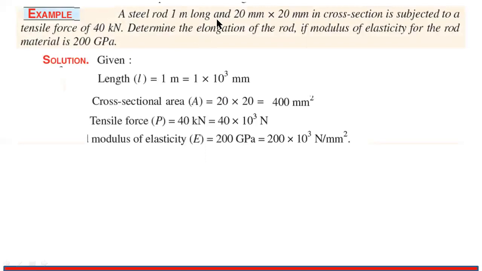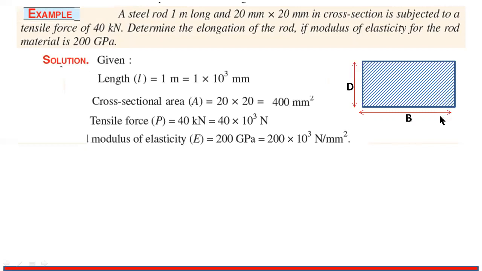Here, the original length of the rod is given, that is 1 meter. Length of the rod equals 1 meter, that is 1 into 10 power 3 mm. So 1 meter equals 1000 mm. This is the original length. And the cross section of the bar is also given, that is 20 mm by 20 mm, a square cross section.